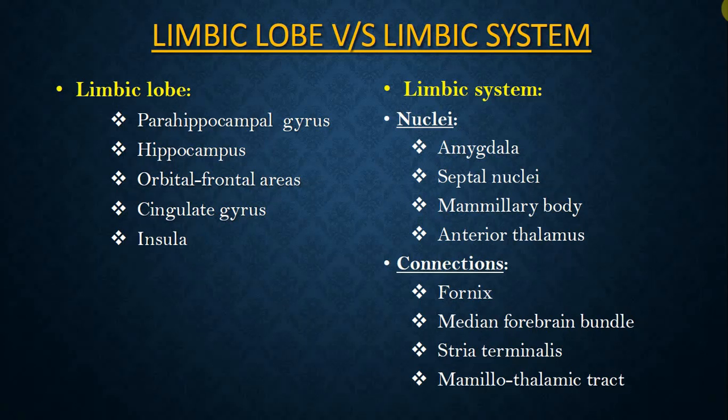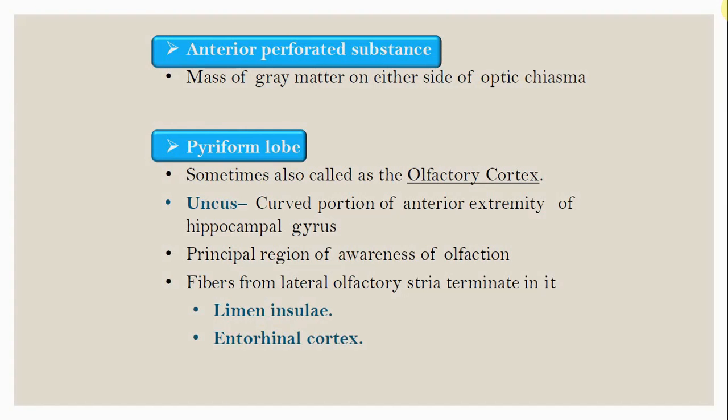Now, before going into the actual system, we should discuss the differences between the limbic lobe versus the limbic system. The limbic lobe actually depicts the cortical areas of the limbic system, which consist of the parahippocampal gyrus, hippocampus, orbitofrontal part, cingulate gyrus, and insula. Whereas the limbic system consists of the limbic lobe along with the nuclei and their connections. Nuclei consist of the amygdala, the septal nuclei, mammillary body, anterior thalamus, and connections include the fornix, medial forebrain bundle, and mammillothalamic tract. Now coming to the individual parts.